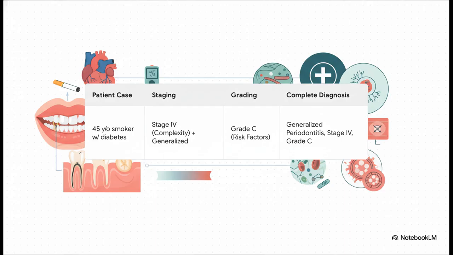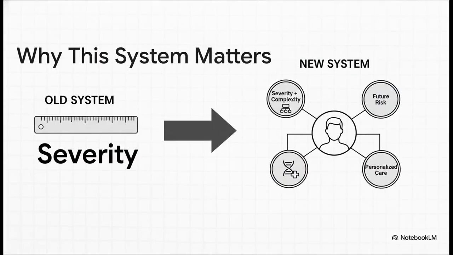So their full diagnosis is generalized periodontitis, stage 4, grade C. See how much more that tells you than just calling it severe chronic periodontitis? It tells a whole story. And that's really the heart of why this new system is so powerful.